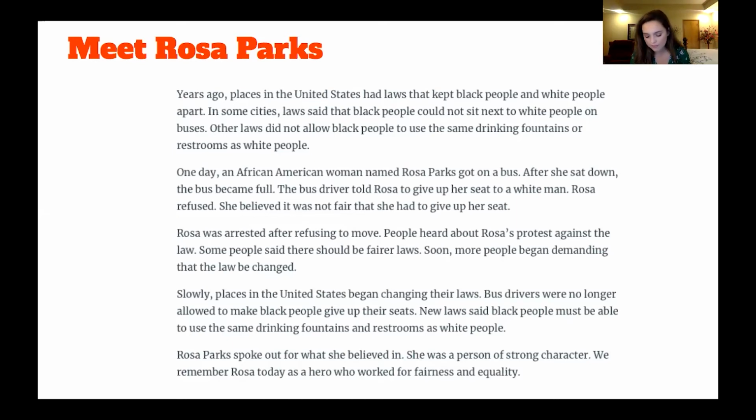Paragraph 3. And I'm going to write main idea so we can write it out. Okay, let's read paragraph 3.